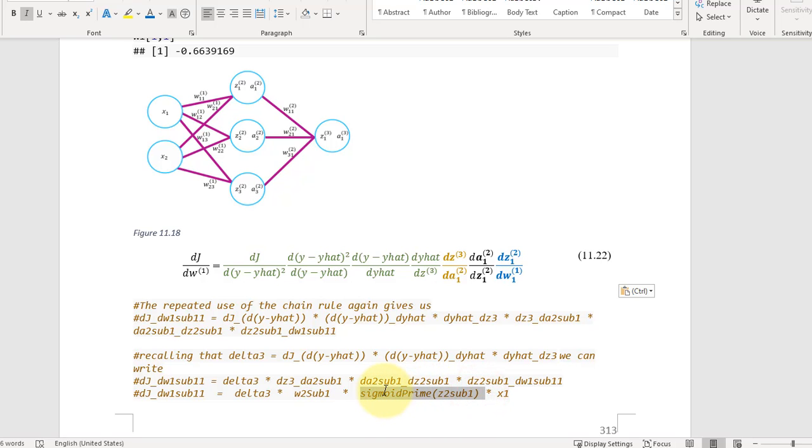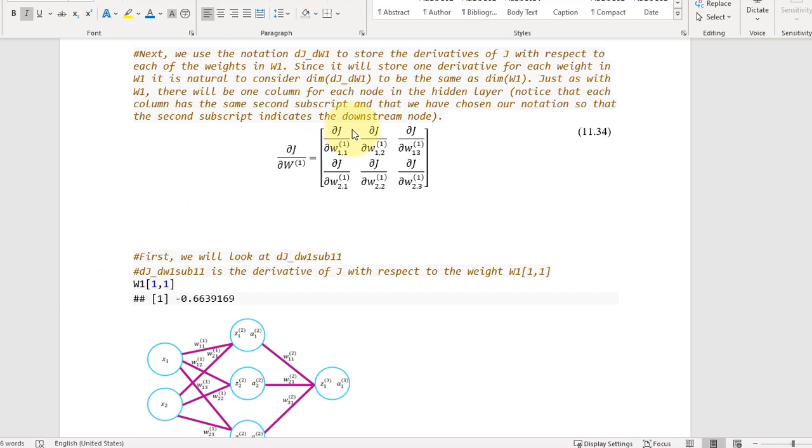And then we said this last piece is x1. So you should go back and make sure you fully understand this, but this is the derivative for dw1 sub 1, 1. By the way, here we need the double subscripts, because we have a more complicated setup of weights here. Okay, so that's the answer for the first derivative. That's the answer for this one, but we have to do all of them.